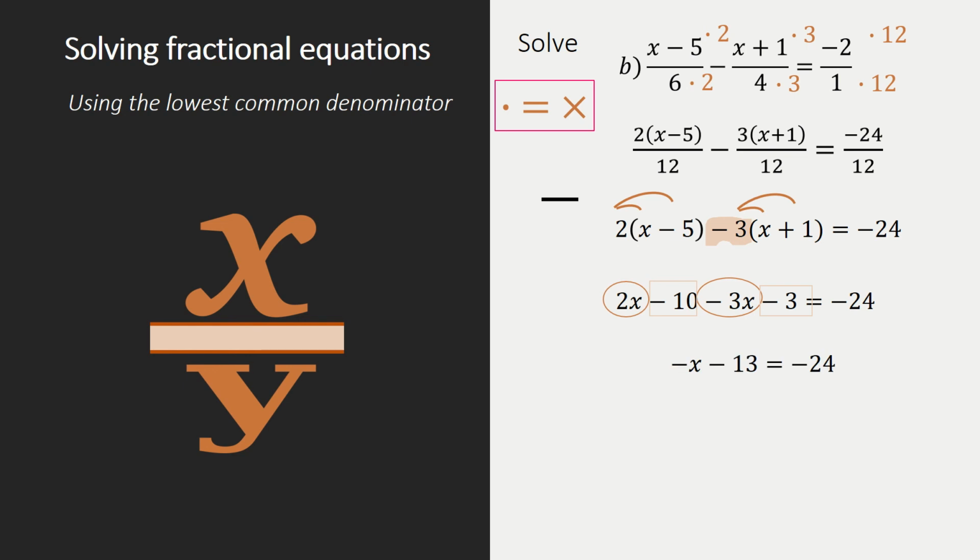2x minus 3x equals minus 1x. We do not write down the 1 since we are really lazy. And minus 10 minus 3 equals minus 13. We want to get rid of the minus 13 since we want to have 1x left. So we add 13 on both sides. We get minus x equals minus 11. However, we do not want to know what minus x is. We want to know what 1x is, so positive x. We can divide everything by minus 1 to get a positive x.